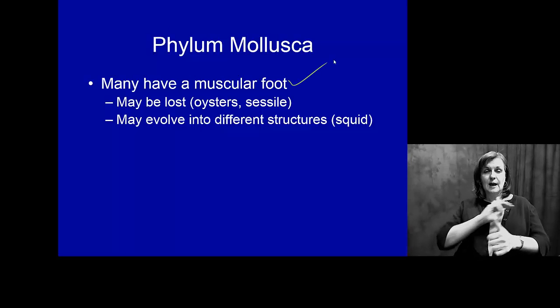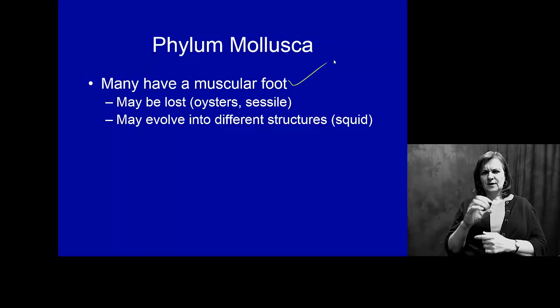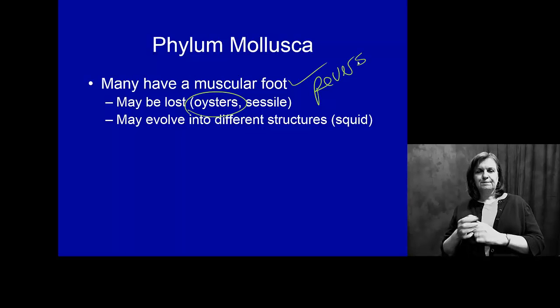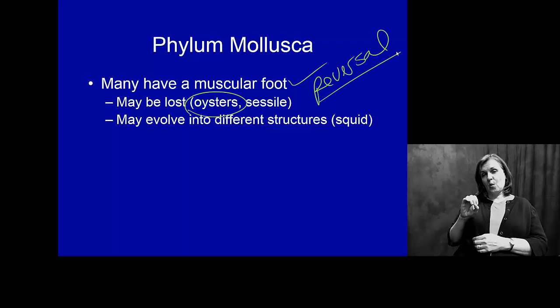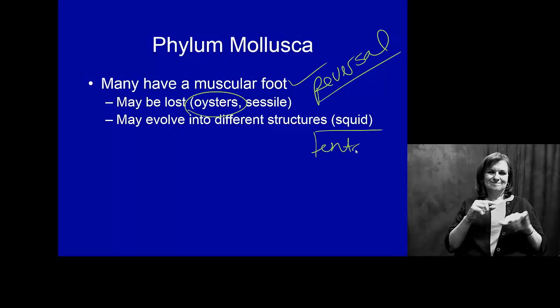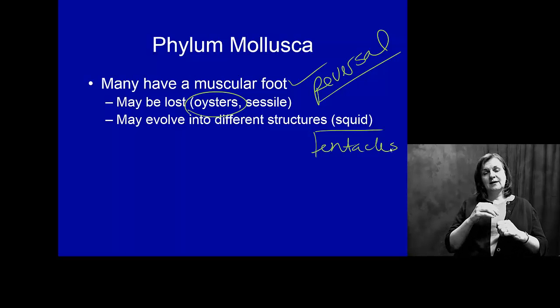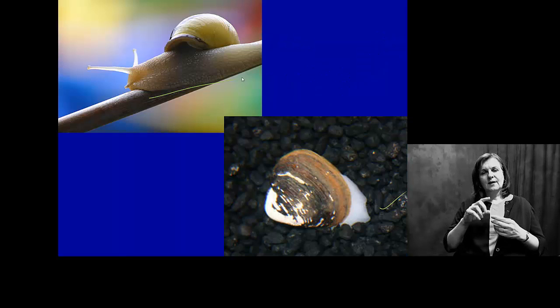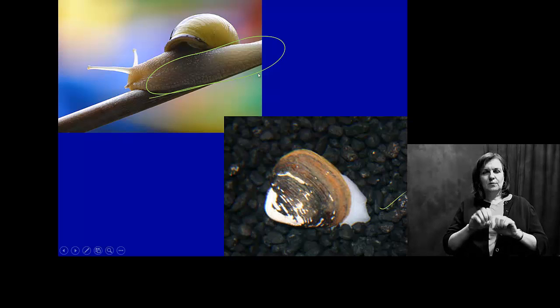So like we said, this muscular foot. Now, oysters actually have lost that muscular foot, so this is something we call a reversal in evolution. So their class had that foot and then have lost it. Or like we saw with the tentacles on the squid, we can see a lot of different structures and variations on this muscular foot. So here's our clam bearing down into the sand. The muscular foot on the snail is much more obvious for us.